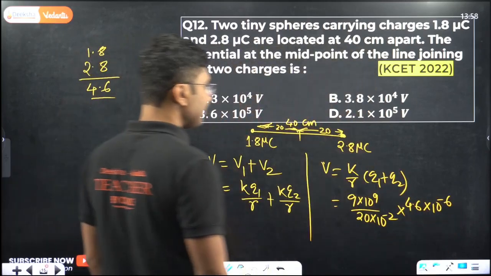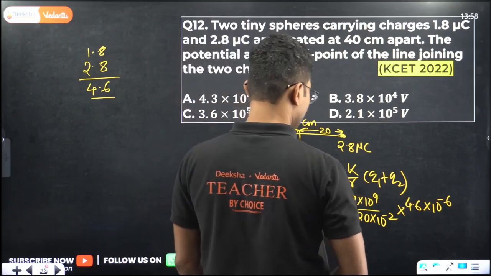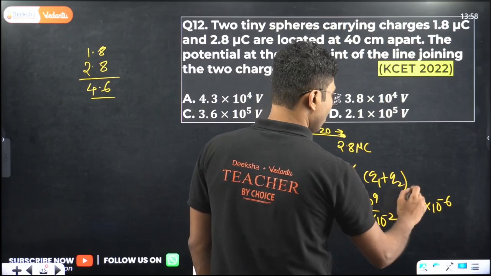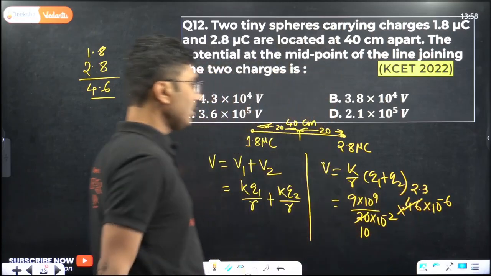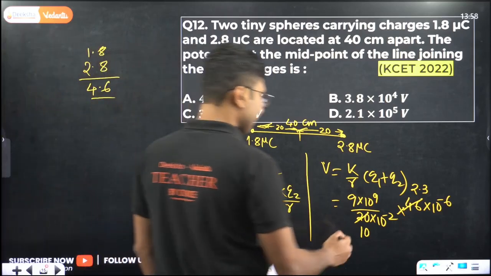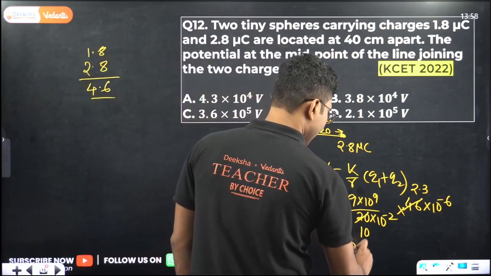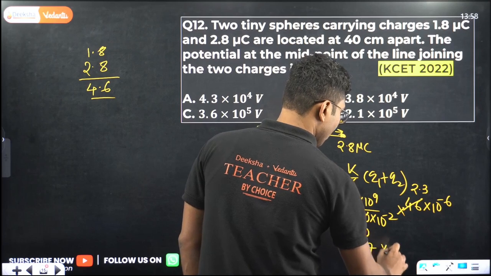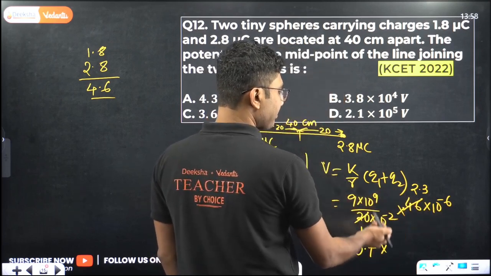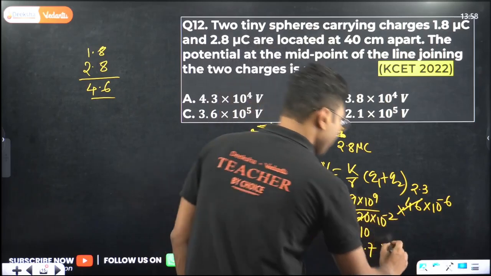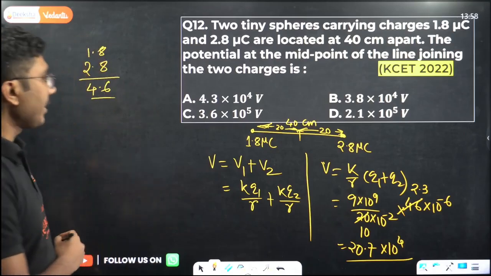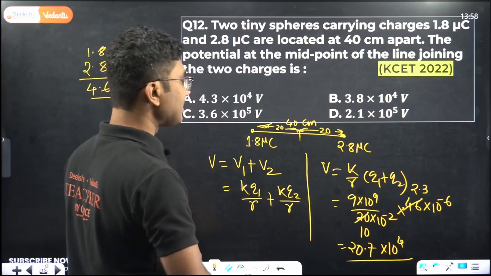Now we have to simplify everything. So this can be cancelled, 10, 2.3, 18, 27. So 20.7. So this will be 20.7 into 10 to the power of 3 plus 2 minus 1. So it will be 10 to the power of 4. So this is the potential at that point, 20.7 into 10 to the power of 4.